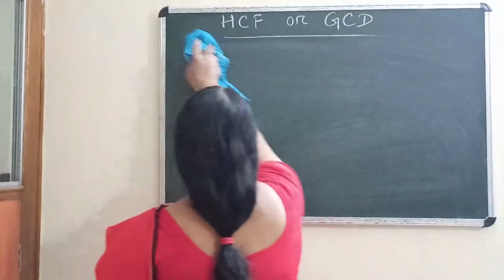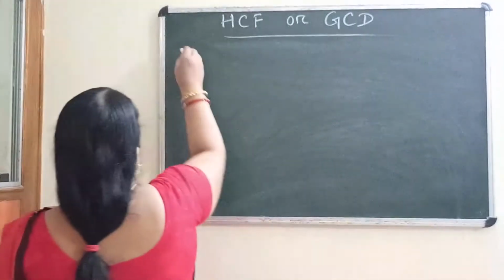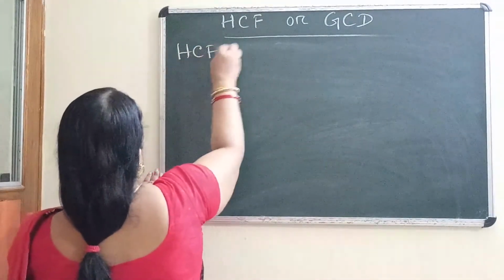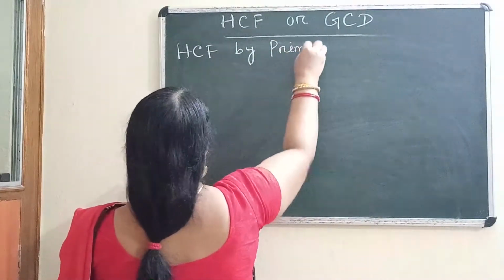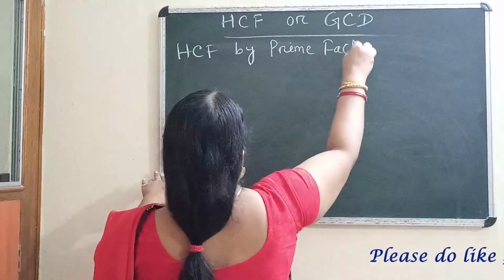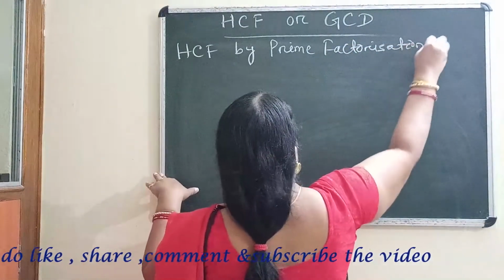Another way also we can find out, that is called HCF by prime factorization method.